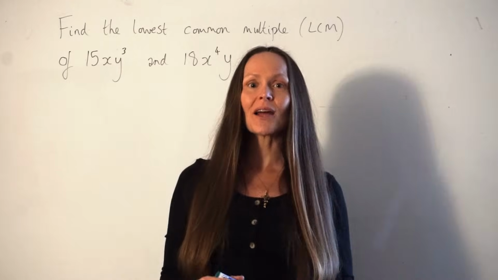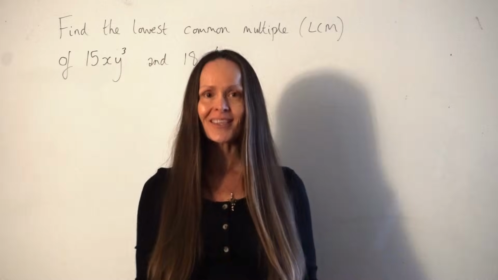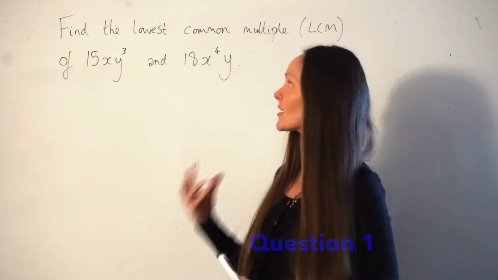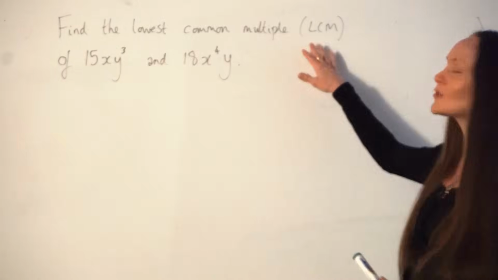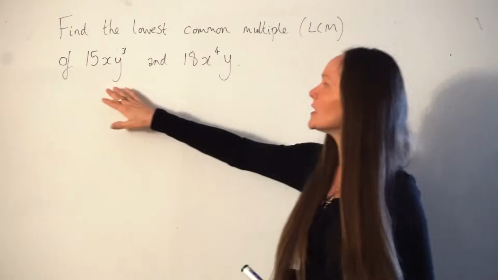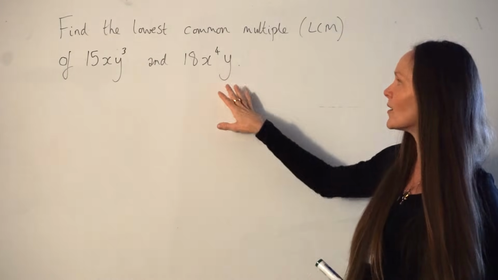I'm going to show you how to find the lowest common multiple, LCM, of algebraic expressions. So in my first question, which is actually a past exam question, it says find the lowest common multiple, LCM, of 15xy cubed and 18x to the power 4y, okay?